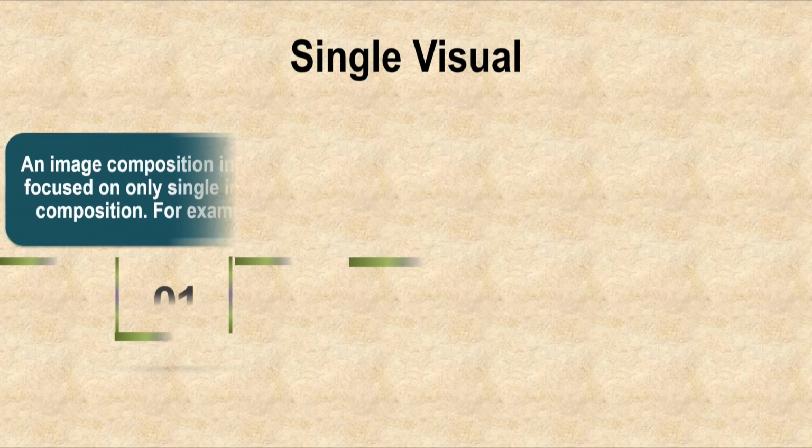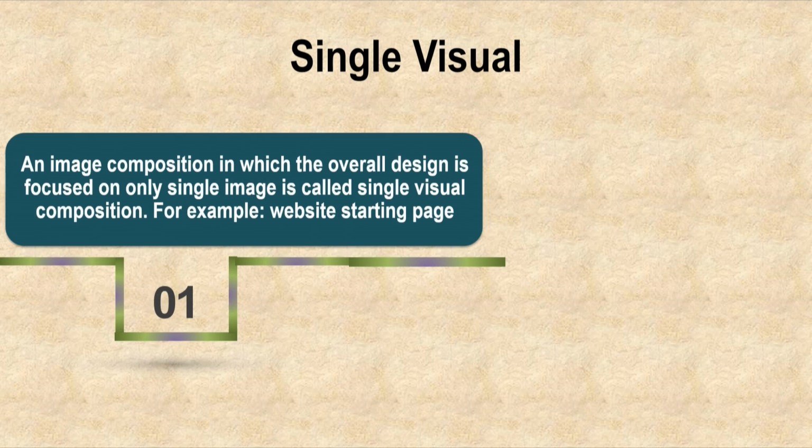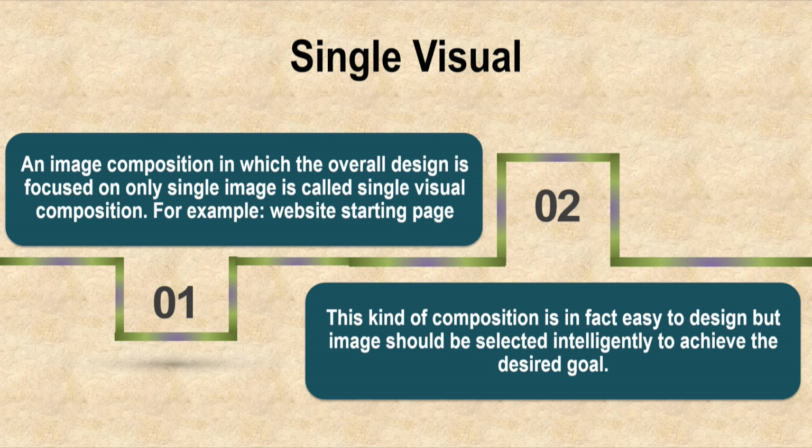It is single visual, an image composition in which the overall design is mainly focused on using only a single powerful image, then it is referred as single visual composition. So the main focus is on use of only a single image or graphics, and these kind of single visual compositions are used for designing website starting page. This kind of composition is in fact easy to design, but image should be selected very intelligently in order to achieve the desired goal. Otherwise, we will lag behind our desired goal.